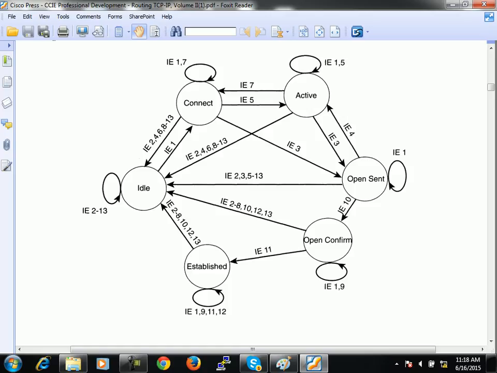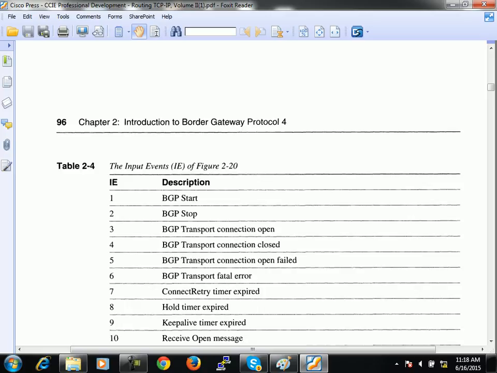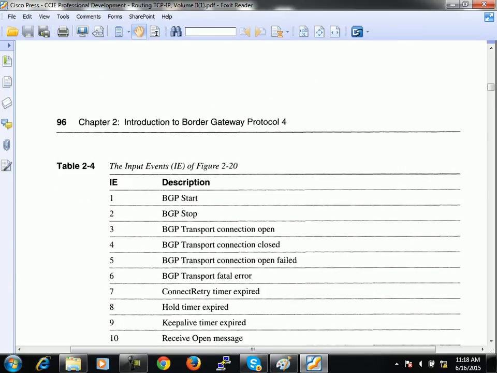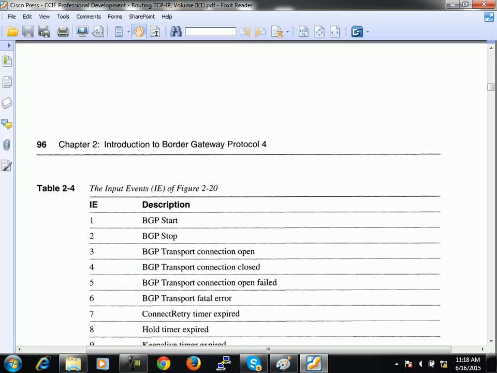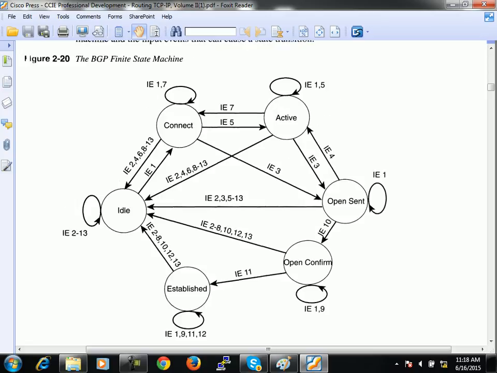So if input event 3 occurs, what is the meaning of input event 3? BGP transport connection is open. It means that if during the connect state your TCP connection has opened, then it will directly move into the open sent state. If input event 5 occurs, the meaning is that the TCP connection was not opened. See, 5: BGP transport connection open failed. So if your TCP connection was not formed successfully, then your neighborship will move from connect state to active state.